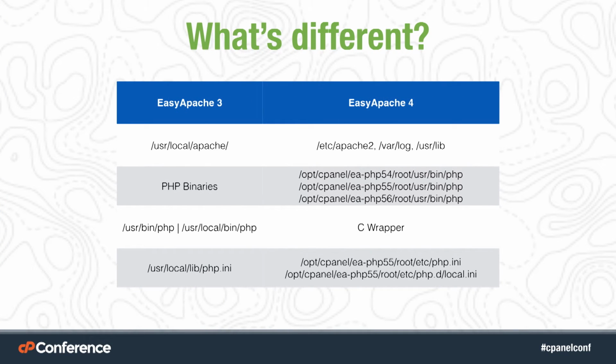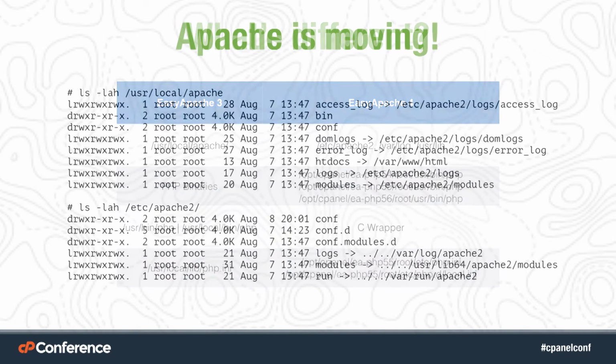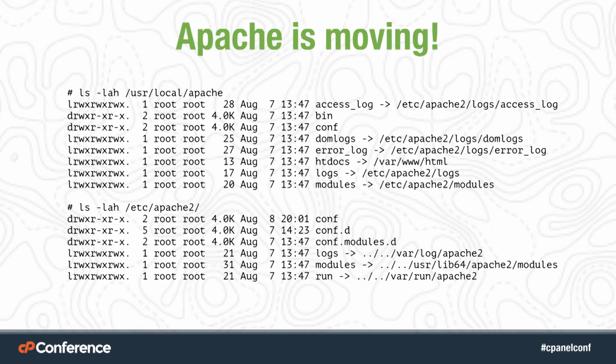So as we talked about, Apache is moving to a new location. Upon upgrading to EasyApache 4, /usr/local/apache is now moved to /usr/local/apache.ea3. /usr/local/apache is then symlinked to new directories for backwards compatibility. Apache logs are now located in /var/log/apache2. When Apache modules are installed, configuration files themselves are moved into the /etc/apache2/conf.modules.d directory. Modules themselves are installed into /usr/lib/apache2/modules. This ensures that we're keeping with our LSB compliant directory locations.